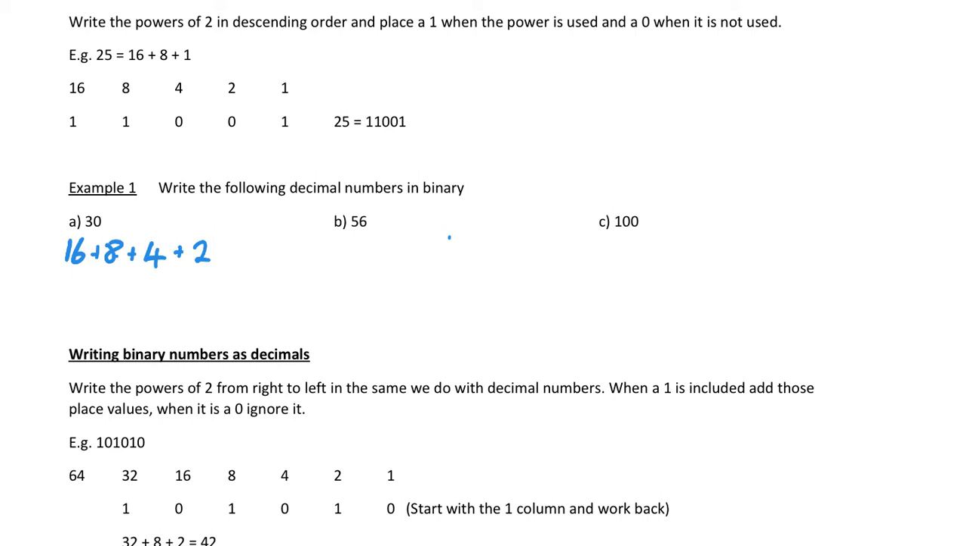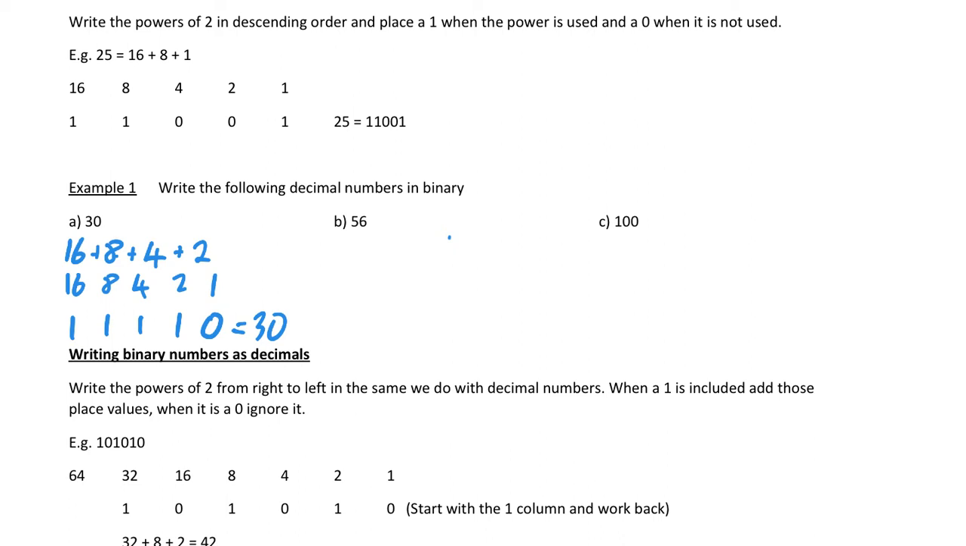Okay, we're going to write that out then. We have 16, 8, 4, 2, and 1. We do want the 16, we do want the 8, we do want the 4, we do want the 2, but we do not want the 1. So that's what 30 is equal to in binary.